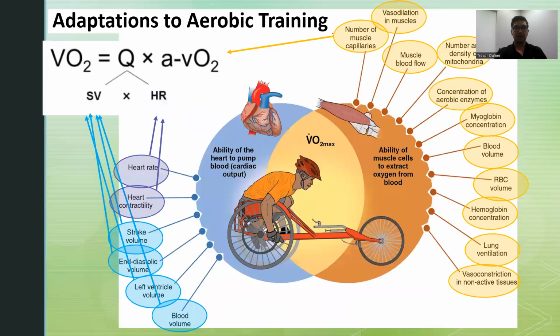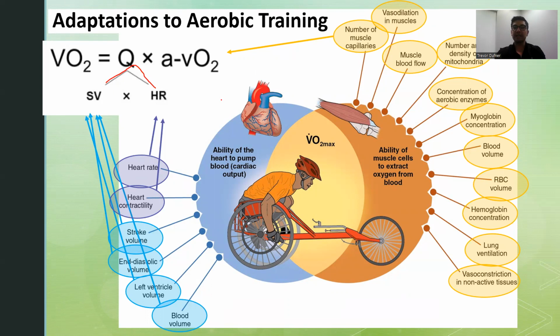So, adaptations to aerobic training. This is another graph looking at that. We see here that VO2 is dependent on flow, stroke volume and heart rate, and then the AVO2 difference. So you're modulating how much blood flow you can get to the muscles, as well as how capable those muscles are of drawing in oxygen.